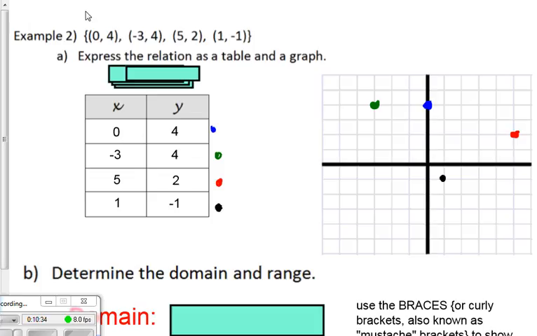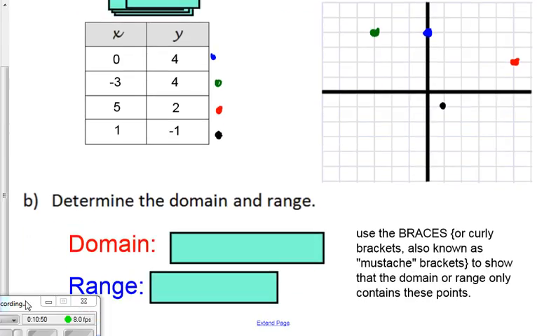I can't connect them with any line because nowhere in the box does it say that we include any other points. We're just including these 4 points in my relation. So we have a table, we have a graph, we have it as just a set of points.